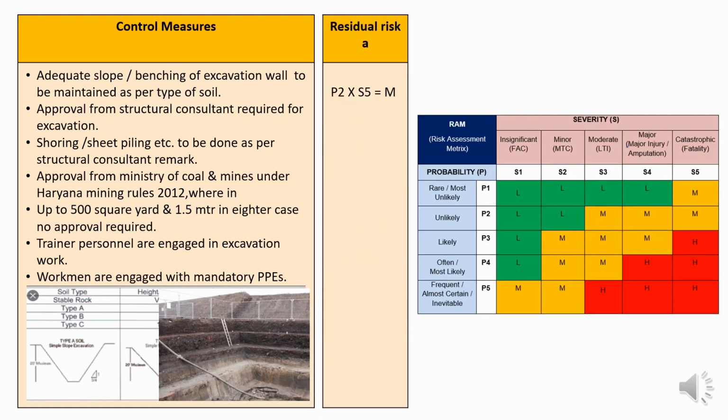By application of these control measures, in the image you can also see the benching has been done. Benching is made properly step by step. So now the chance of collapse of soil has been reduced. Now the residual risk is medium. How? We have reduced the likelihood level from P4 to P2. Now it is unlikely if we have done these control measures, and the residual risk is medium.